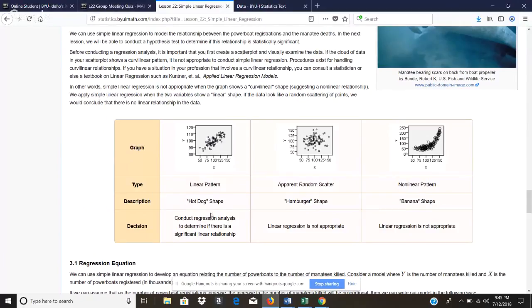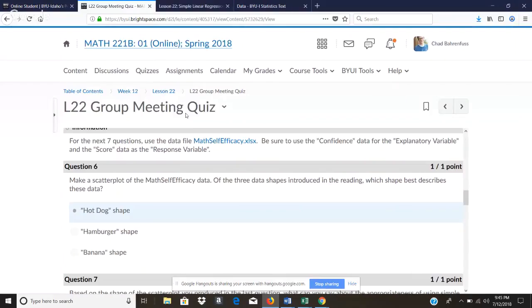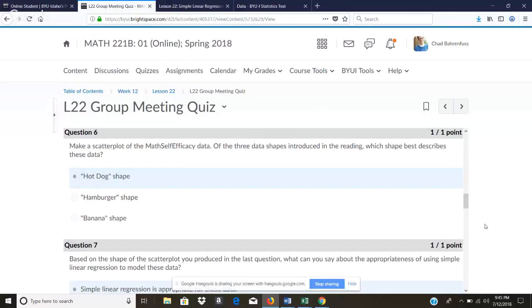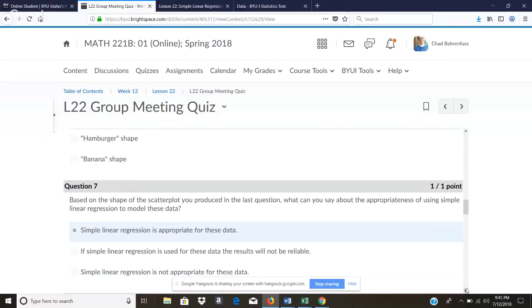Mm-hmm. So the next question on this. That's what the 3 data shapes are, and it comes from the book. Okay. Right. So the hot dog shape. Okay. So the next one: based on the shape of the scatter plot you produced in the last question, what can you say about the appropriateness of using simple linear regression to model these data?